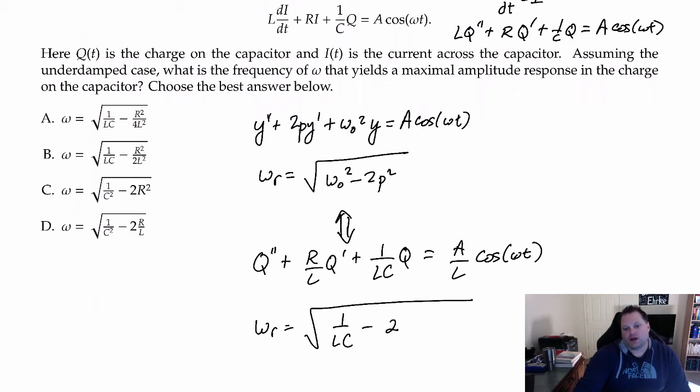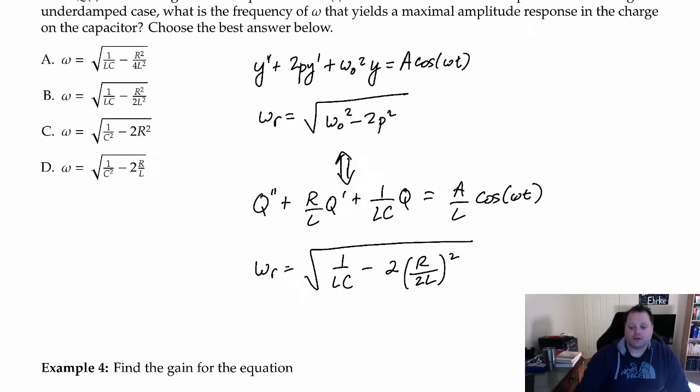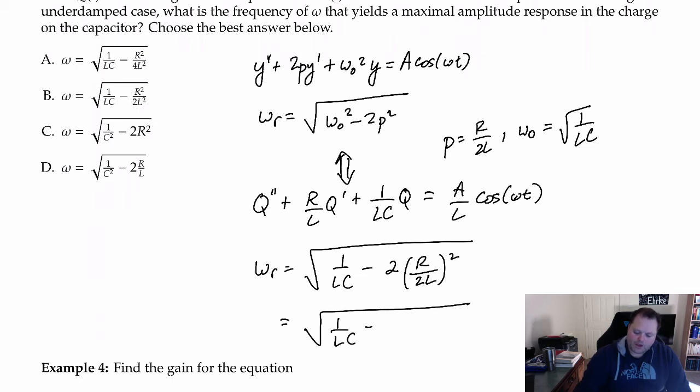Now you've got to be really careful here. P is half of the number that's in front of here, right? So if you've got a 6 in front of here, P would be 3. So half of the number here is the P value. So P on this problem is R over 2L, and omega naught is the square root of 1 over LC. Okay, if you finish out the calculation here, you will get R squared over 4, 2 times 4 gives a 2. So you get an R squared over 2L squared in the bottom there, which gives answer choice B.